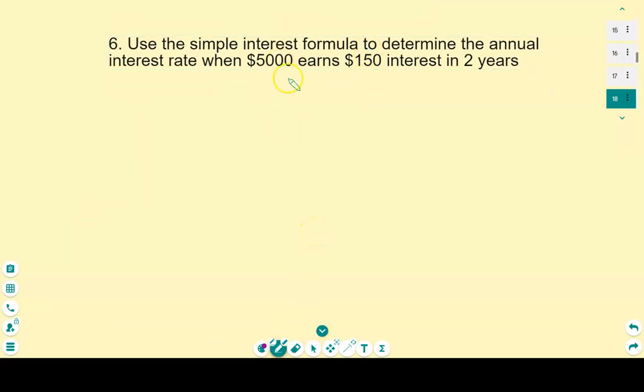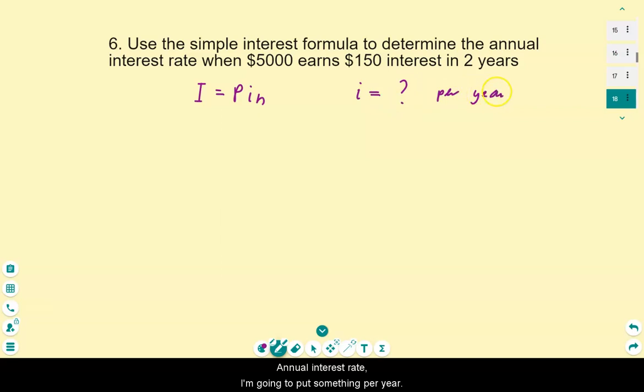Okay, use the simple interest formula. Well, I may as well write it down. To determine the annual interest rate. Okay, let's write a little data table then. Annual interest rate. So I'm just going to put something per year. And note that your interest rate, they will want that as a percentage. So a lot of people leave their answer as a decimal. So write that in, check it at the end.